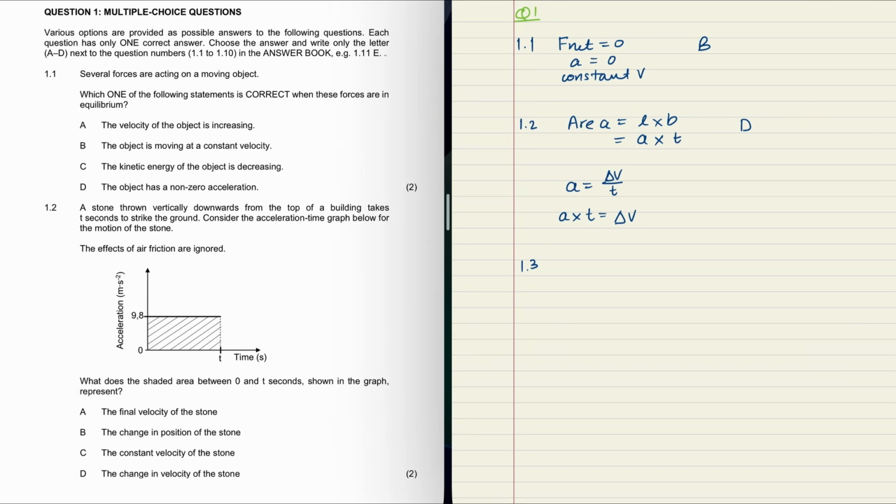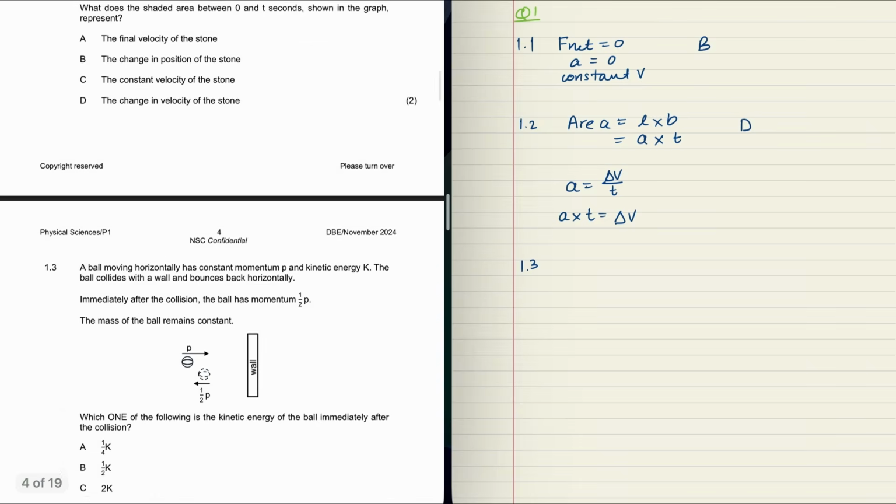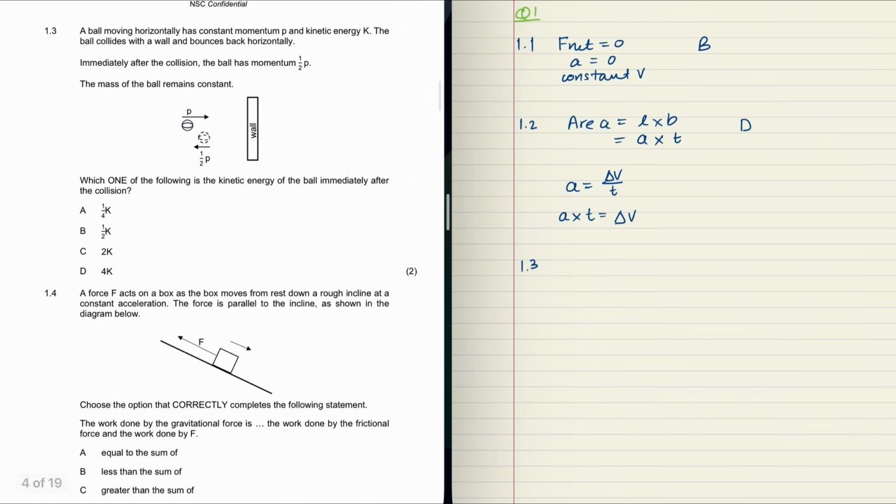Moving on to question 1.3. A ball moving horizontally has a constant momentum P and kinetic energy K. The ball collides with a wall and moves back horizontally. Immediately after the collision, the ball has momentum half P. The mass of the ball remains constant. Which one of the following is the kinetic energy of the ball immediately after the collision?